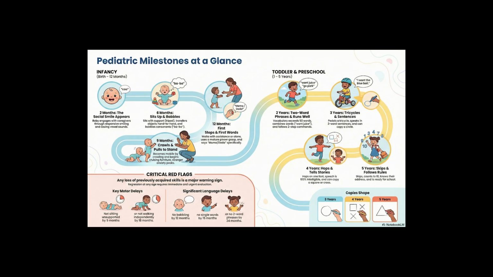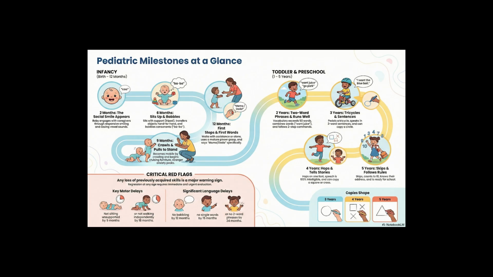Okay, 6 months. This is a massive milestone. Sitting begins. A huge leap. Gross motor. They sit with support, usually in that tripod position with hands on the floor in front of them. They roll both ways now, and they bear weight on their legs.